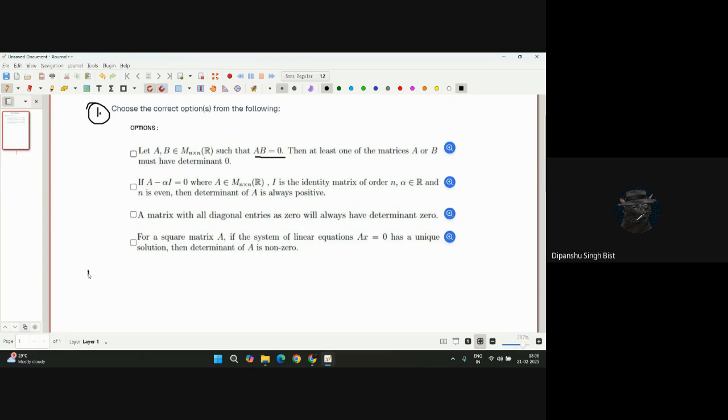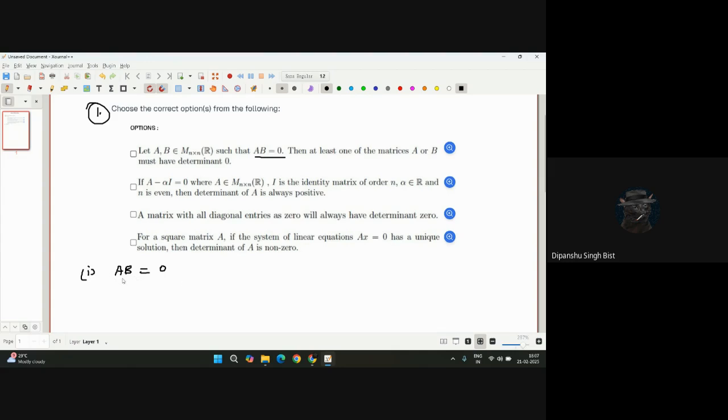So what do you think? What should we do in this case? I think we should take the determinant on both sides. Great. Whenever we have a situation like this and we want to talk about the determinant of one of the matrices, the best option is to take the determinant on both sides.